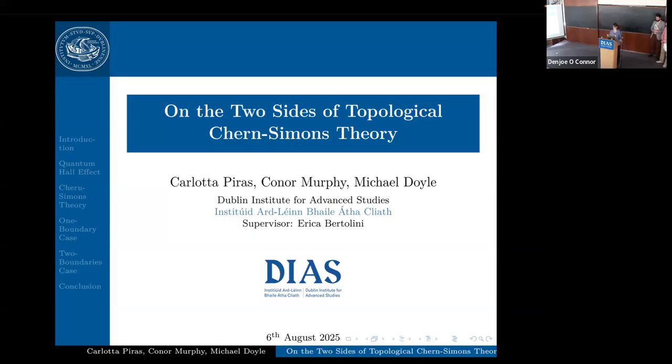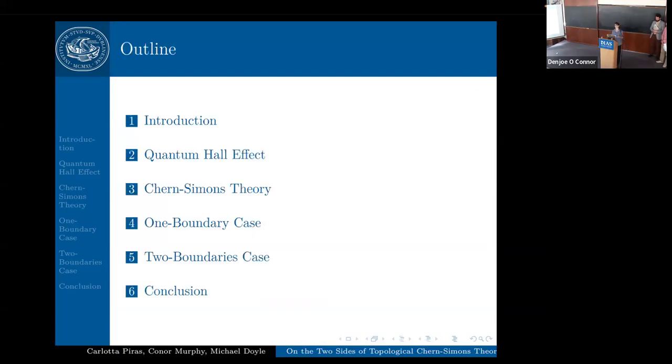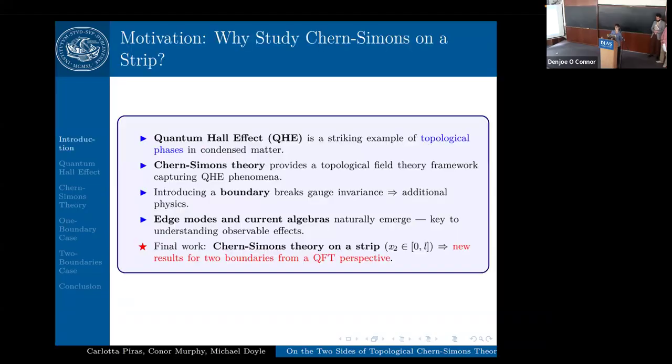So let's start. Here we have a brief outline of the project. I just want to say here that our focus for today will be Chern-Simons theory for the case of one boundary and then for 2 boundaries. But before diving into technical details of Chern-Simons theory, I think it's worth asking, why are we studying Chern-Simons theory?